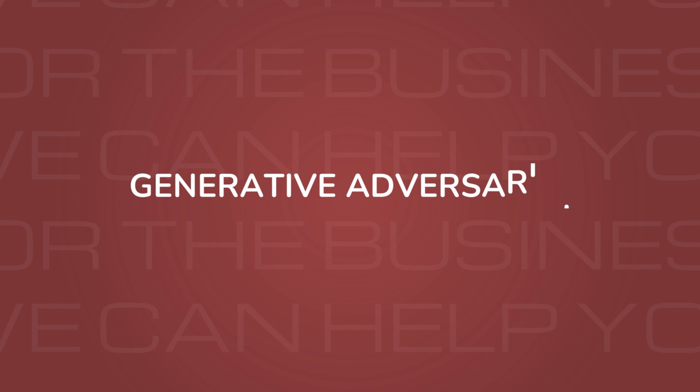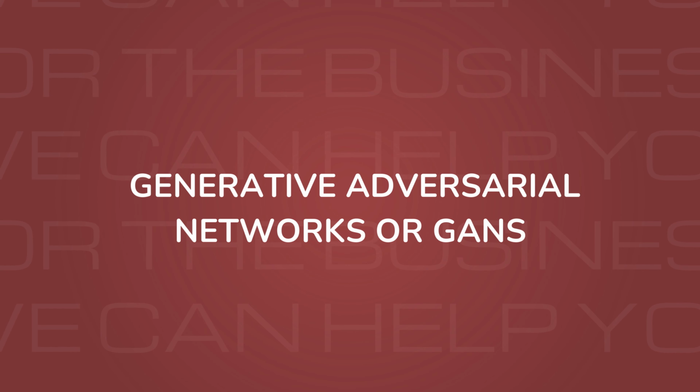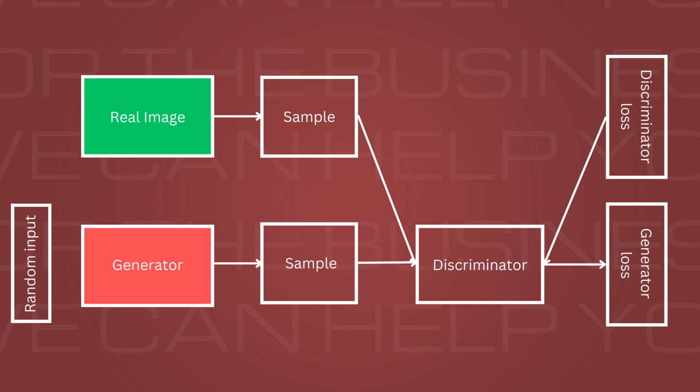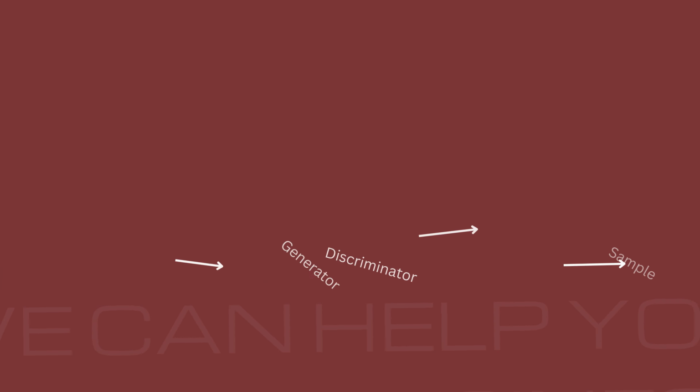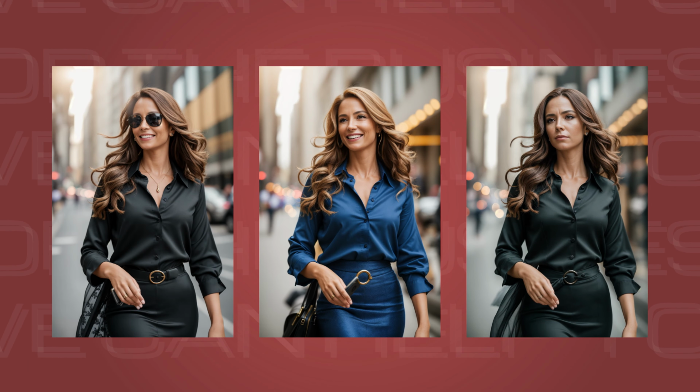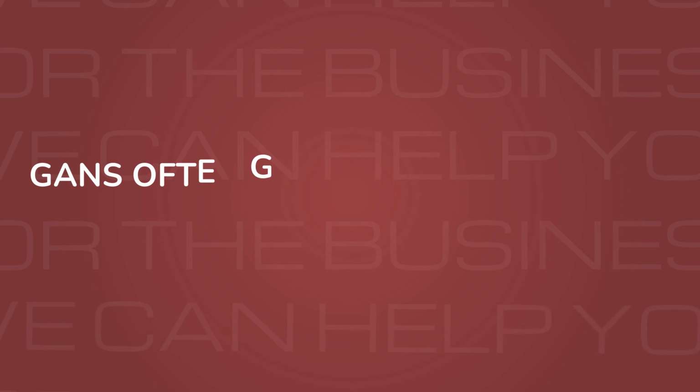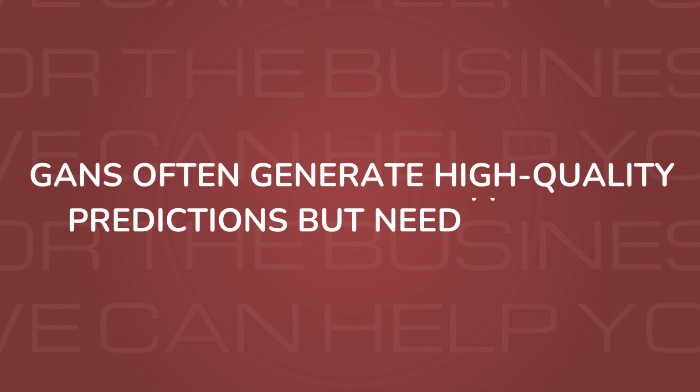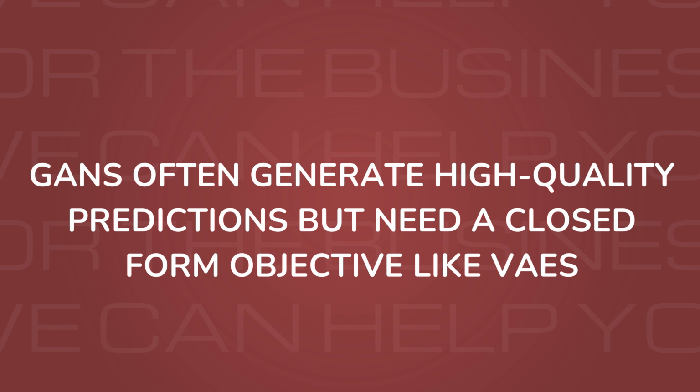On the other hand, we have generative adversarial networks or GANs. They work differently from VAEs, consisting of a generator and a discriminator that play a minimax game to produce realistic marketing predictions. However, their training could be more stable as they require finding a Nash equilibrium, which can lead to less reliable marketing forecasts. Regardless, GANs often generate high-quality predictions but need a closed-form objective like VAEs.